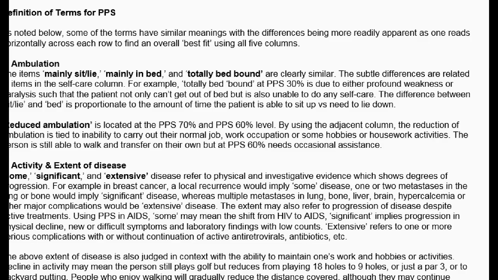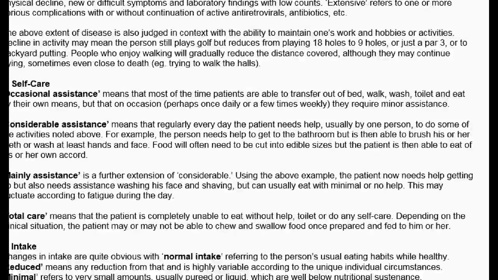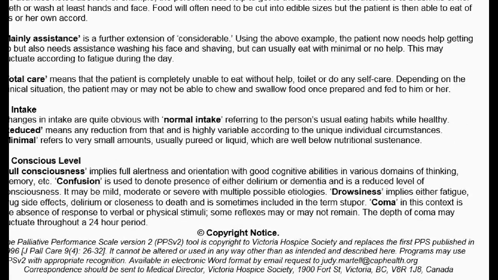The extent of their disease here talks about, it's considered significant disease if they have a few metastases, 1 or 2, extensive disease if they have multiple metastases, like to the lung, bone, liver, brain, that kind of thing. Talks about self-care, what's considered occasional assistance, considerable assistance, mainly assistance, and total care. And it also talks about intake and conscious level here. And that's pretty much it.